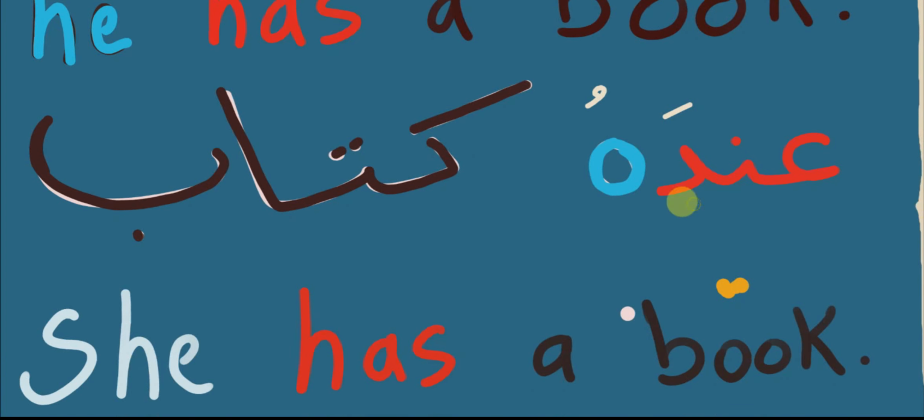فلا تستعملها دائما عندما تقول عند تستعمل have، لأنها ليست نفس الشيء. لكن في هذا السياق عندي كتاب تستطيع أن تقول I have a book أو he has a book، عنده كتاب.